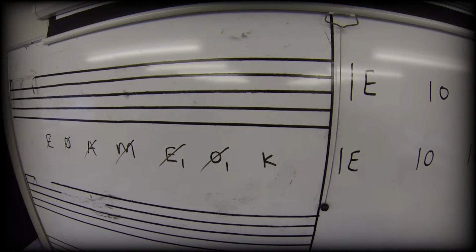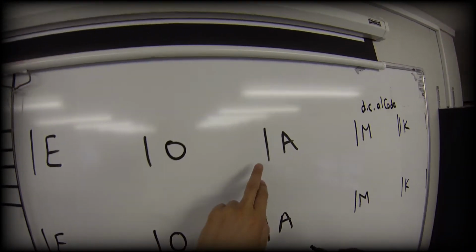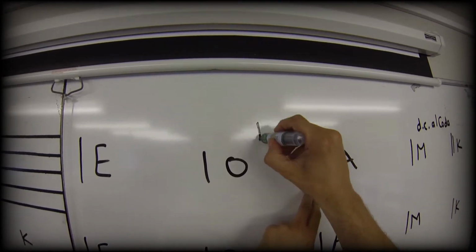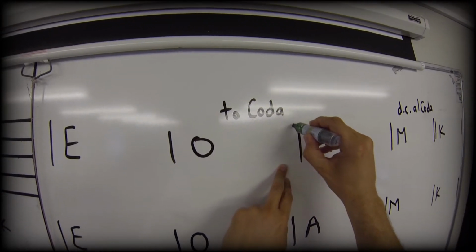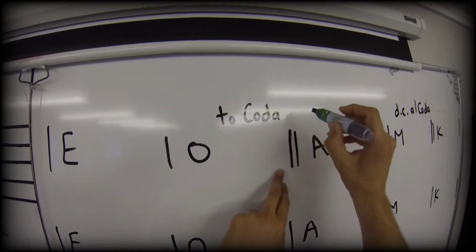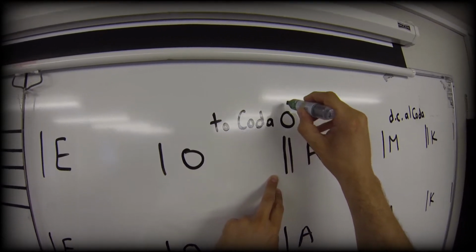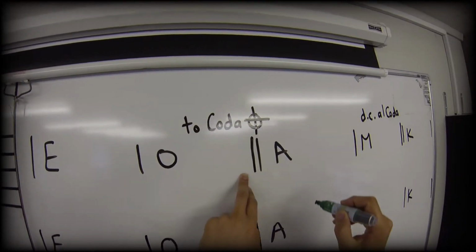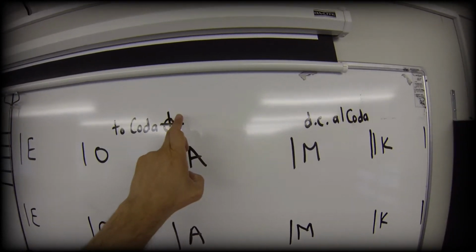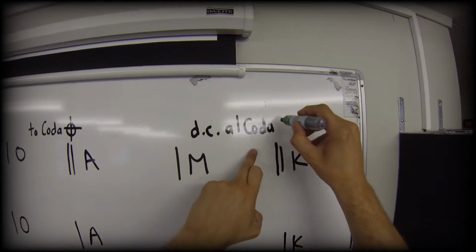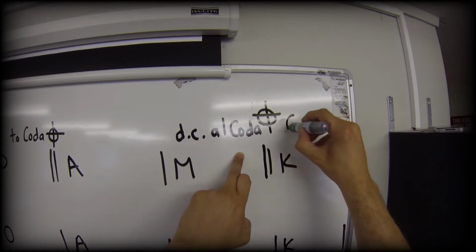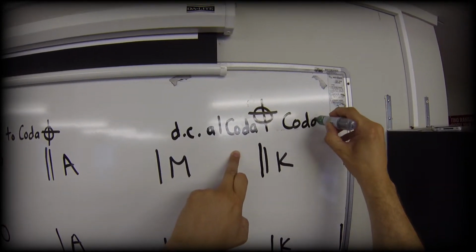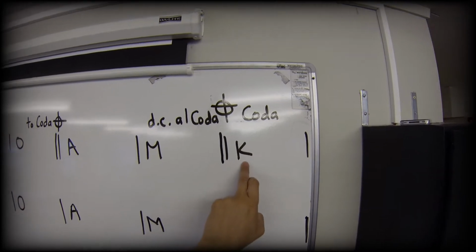And then we need to jump to K. So right here I need the instruction to coda. I have a double bar line, and I have my first coda symbol. And they jump over A and M. And I have my second coda symbol, and I have the word coda, and that is my bar K.